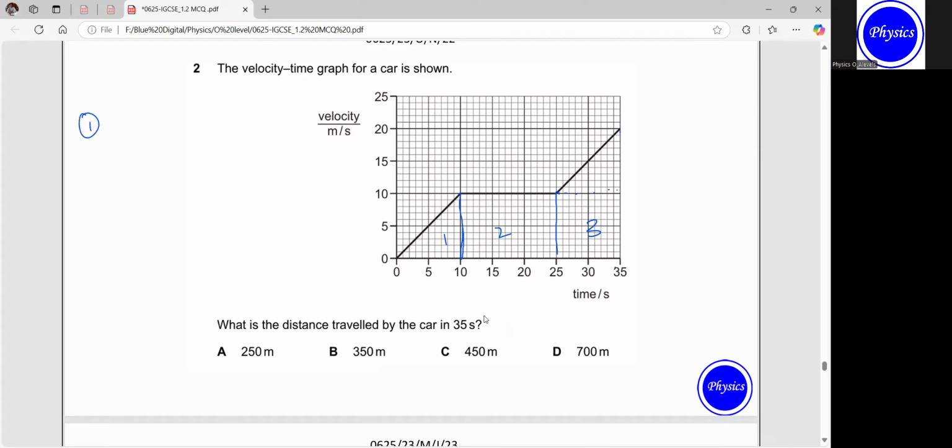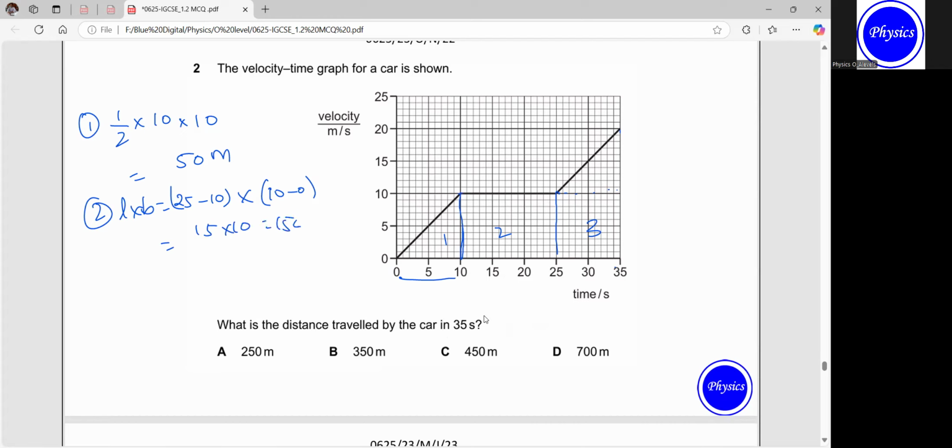For section 1, the area under the curve is a triangle, so it's half times base times height. The base is 10 and the height is 10, so it's going to be 50. Second one, it's a rectangle, so length times breadth. The length is 25 minus 10, and the breadth is 10 minus 0. So 15 times 10, which is 150 meters.